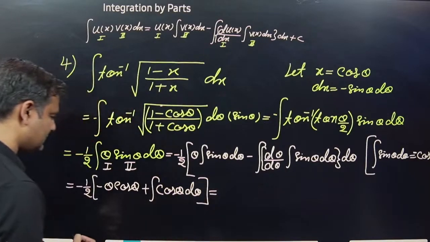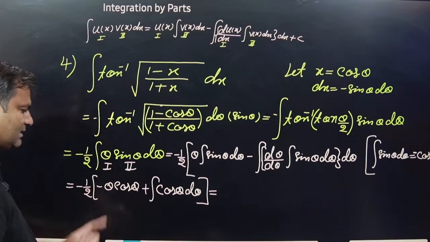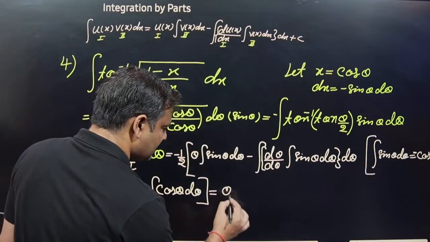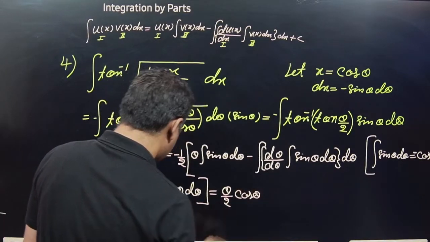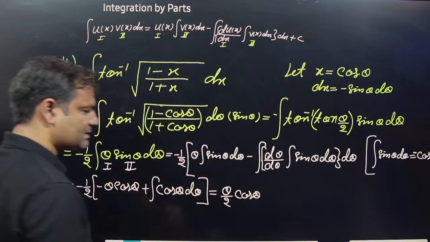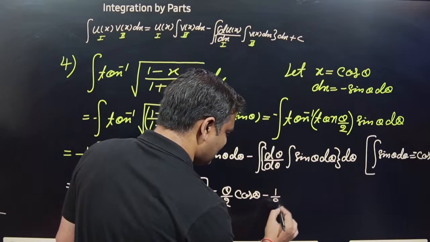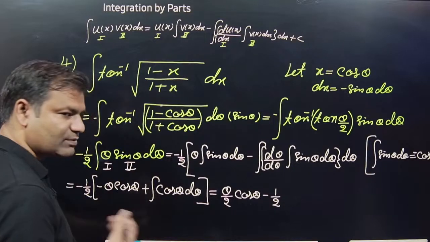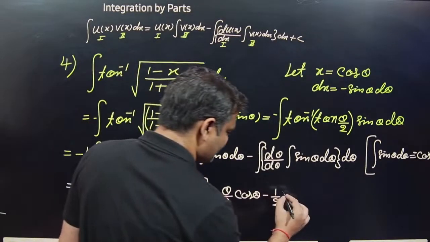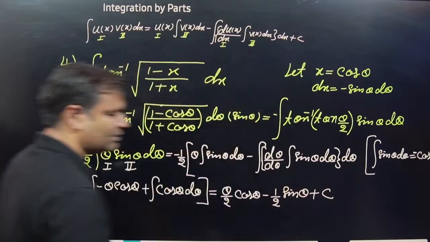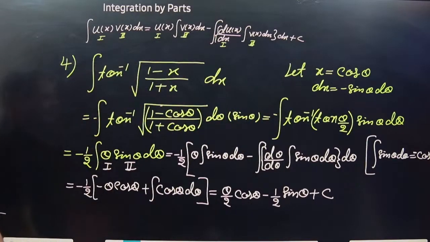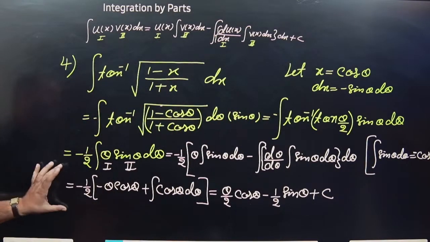After that, multiply this one, multiply here, then we got how much? Theta by 2 into cos theta, and here minus half into integration of cos, simple sin theta, and after that finally add new constant c. Clear? I hope so clear.